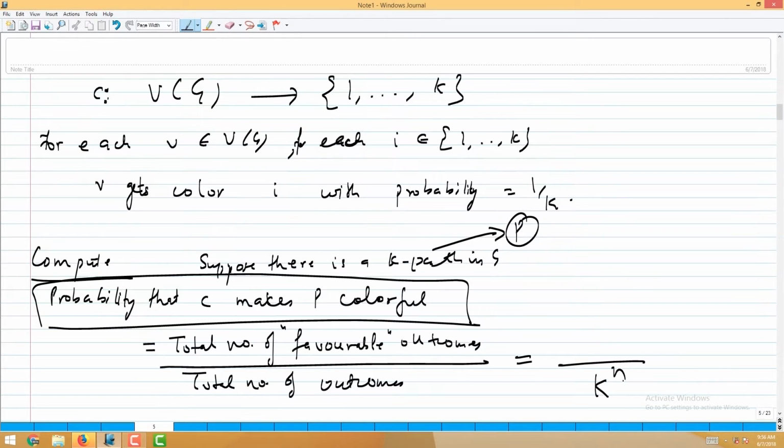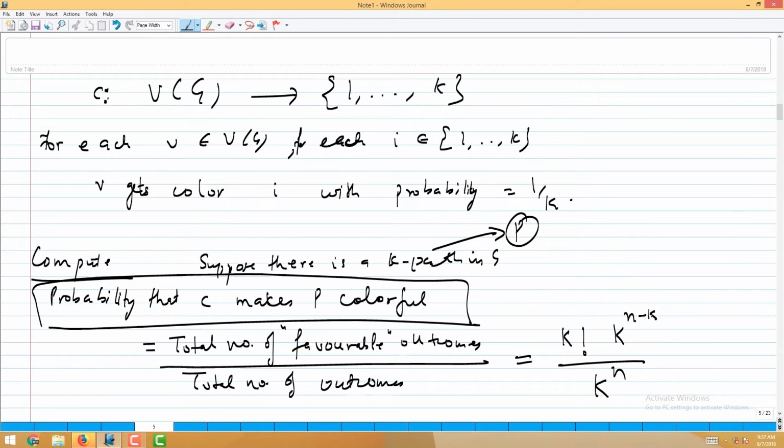And what are the total number of favorable outcomes? They are those colorings on these N vertices which make these particular vertices of P colorful, and there are K vertices in P. So as he says, it's K factorial into K power N minus K. And why is this so? Which make it colorful. Exactly.